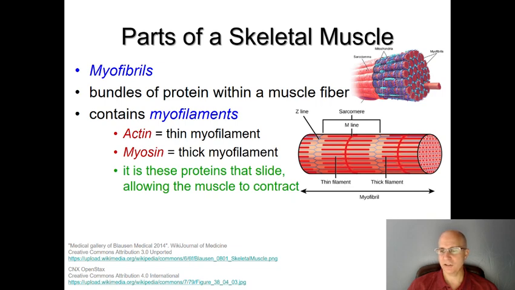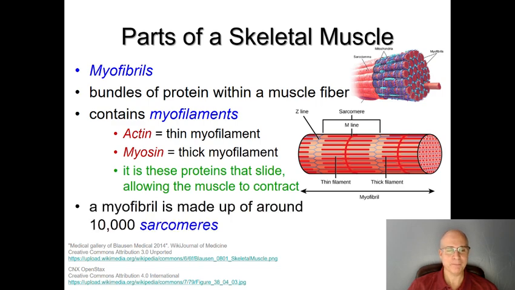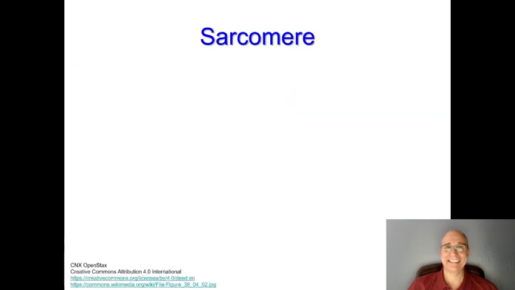And here's a picture that we'll be seeing multiple times as we go through these muscle notes. And a myofibril is made up of around 10,000 or so sarcomeres. So you know what we're going to talk about next, right? Got to talk about what is a sarcomere.